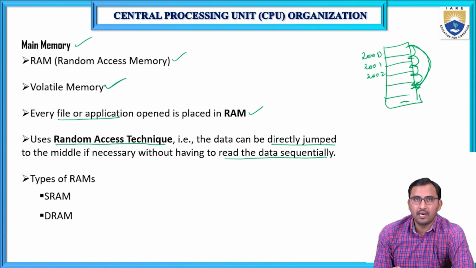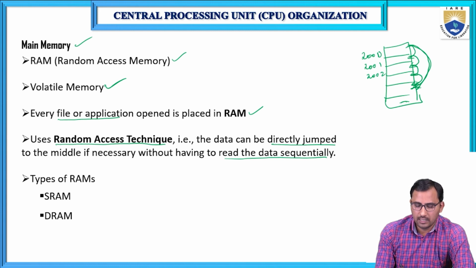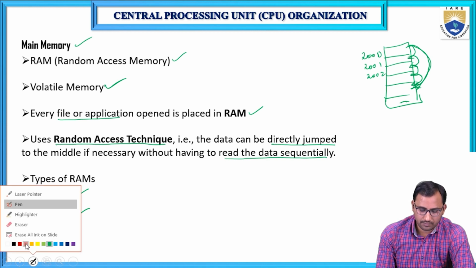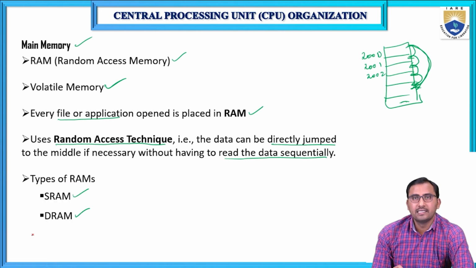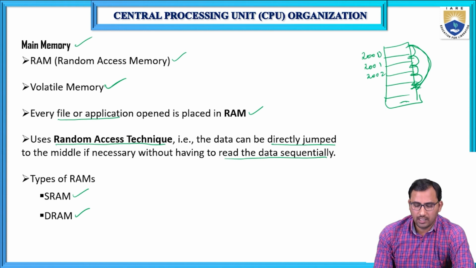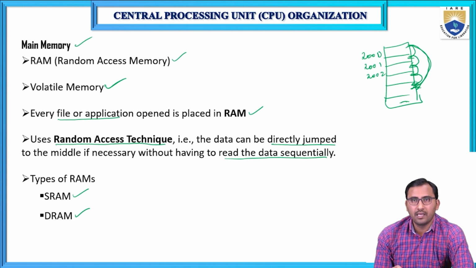Here, two types of RAMs are there. One is SRAM and another one is DRAM. SRAM means static random access memory, and the other is dynamic random access memory. These are the classifications or types of RAM. We can discuss them in detail in the topic memory subsystem organization and interface.